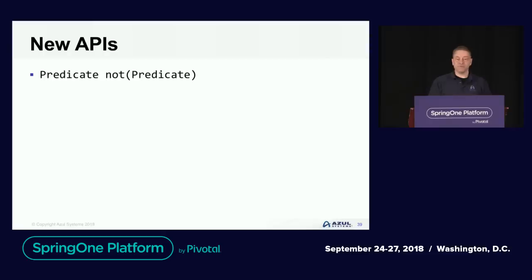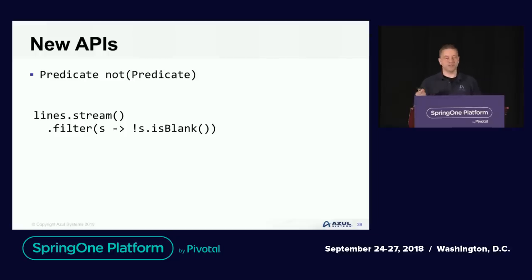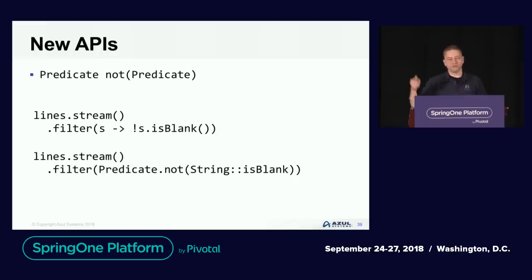Predicate.not, this is probably my favorite feature, which means that rather than doing something like this, where you say filter S is blank, not, we can just do predicate.not String and then use the method reference isBlank.